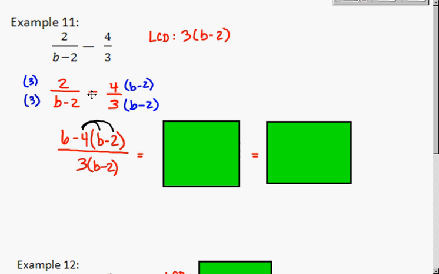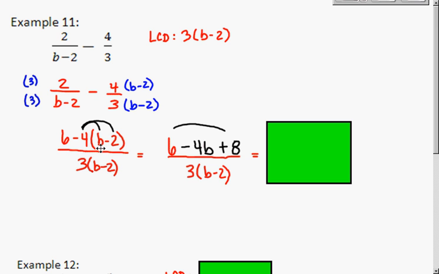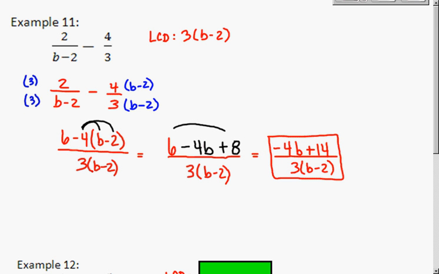Now, this is the trick. This is the curve. This negative sign basically gets distributed into the 4. So really what you're doing is you're distributing a negative 4 into your b minus 2. When I distribute, negative 4 times b is negative 4b. Negative 4 times negative 2 is positive 8. So here's my numerator. Here's my common denominator. I look at my numerator and I can combine like terms, in this case 6 and 8. And I would wind up with negative 4b plus 14 all over 3 parentheses b minus 2.